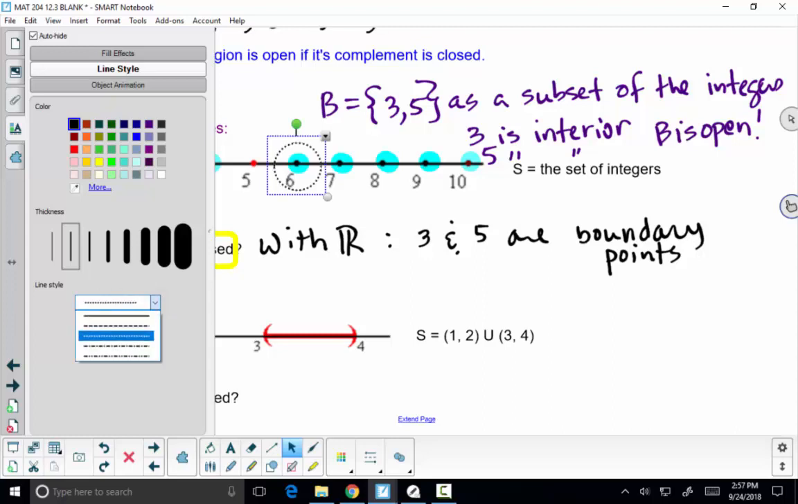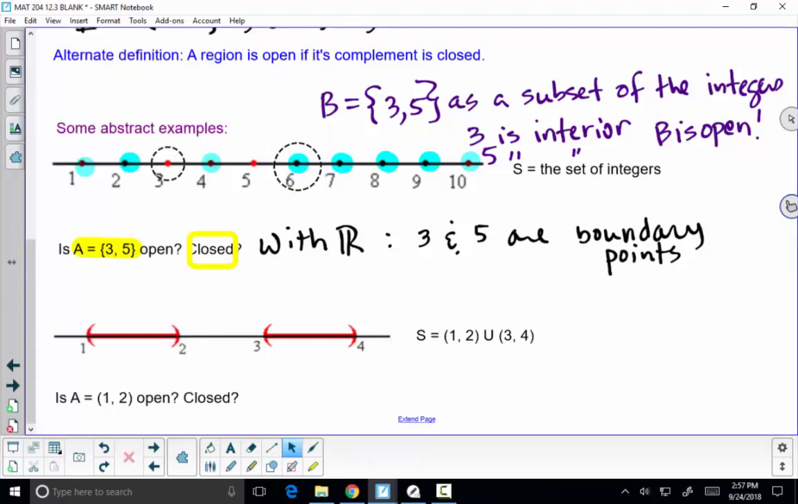You just said it was open. It's both. It's open and closed. That's clopen. So it's open! Yay! Oh my god. So it is clopen. Did I see tears? Should we stop?